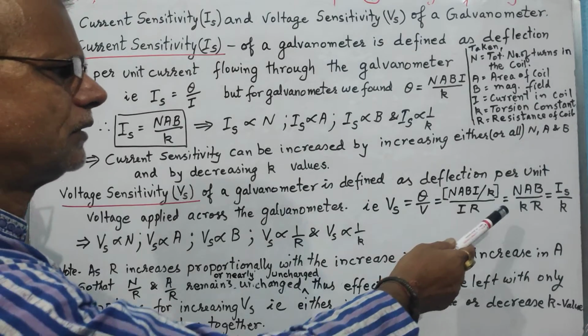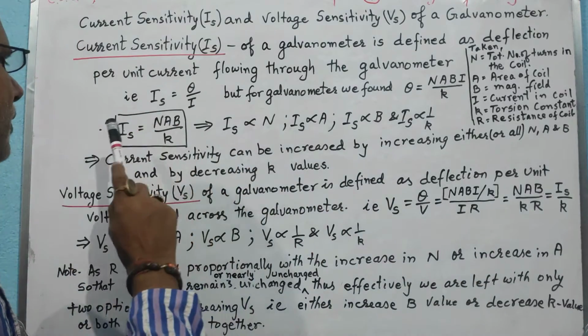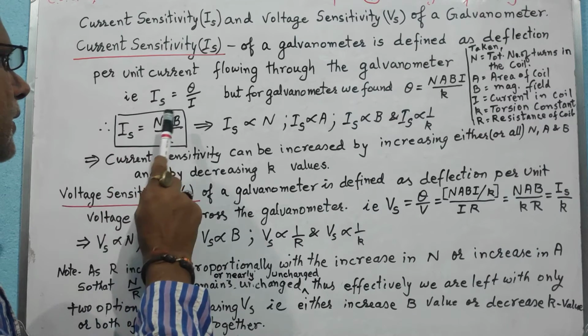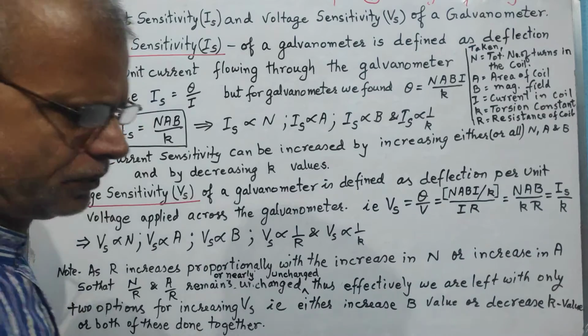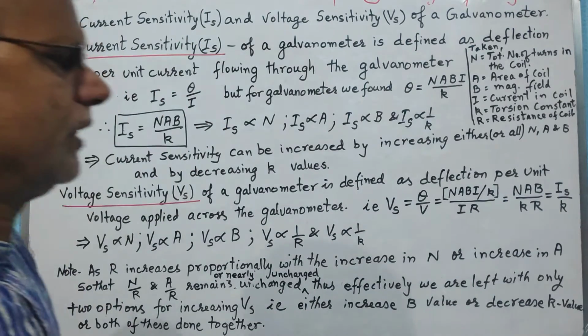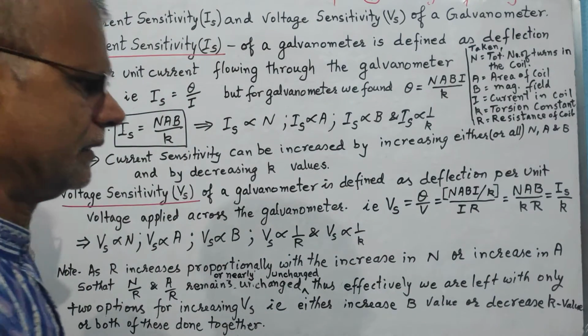And if you look at the expression for current sensitivity, it is NAB upon K. So for this value NAB upon K, we can write current sensitivity I S.